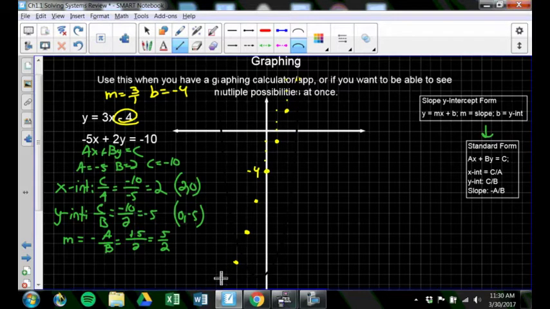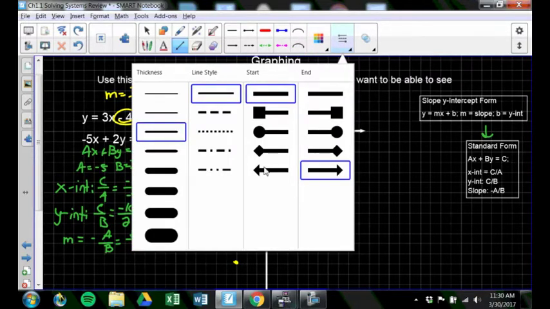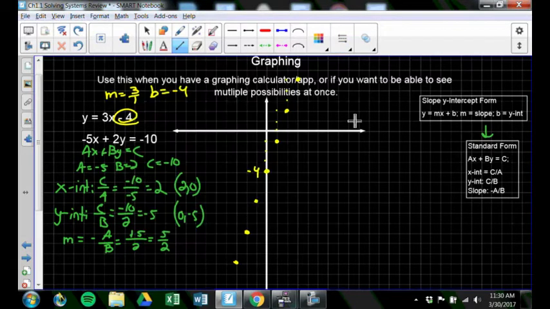Ooh, I don't know what just happened, so I'm going to undo that. I think I got off my line tool. I wanted a yellow line. Let's see, is this still going to do that thing? Yeah. Shoot, excuse me. Let's just try this again.